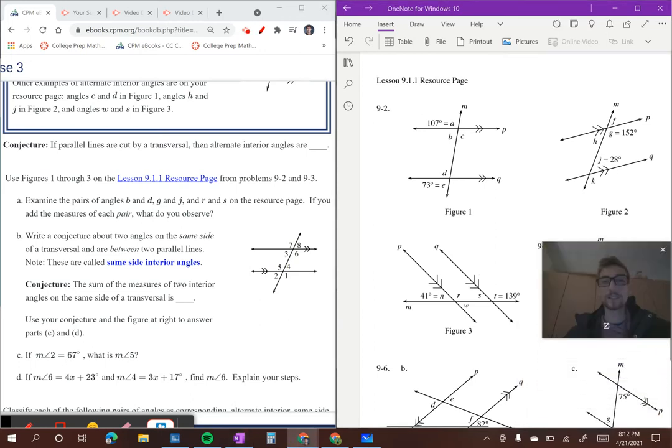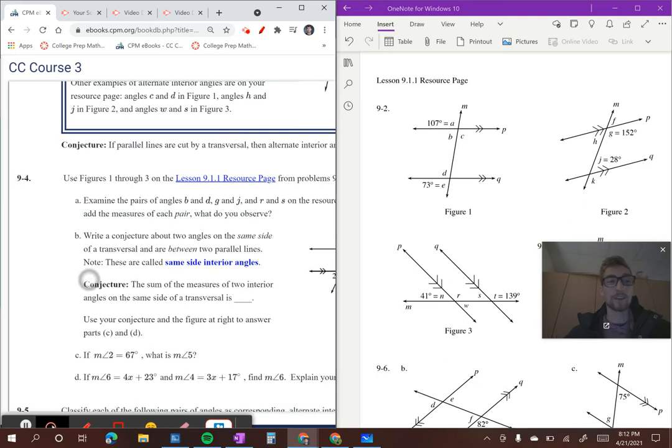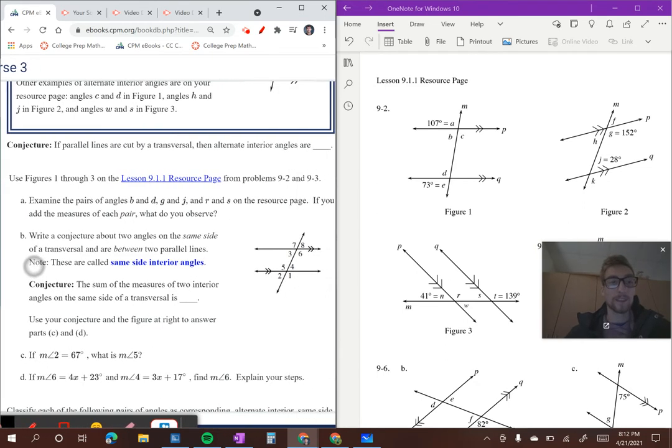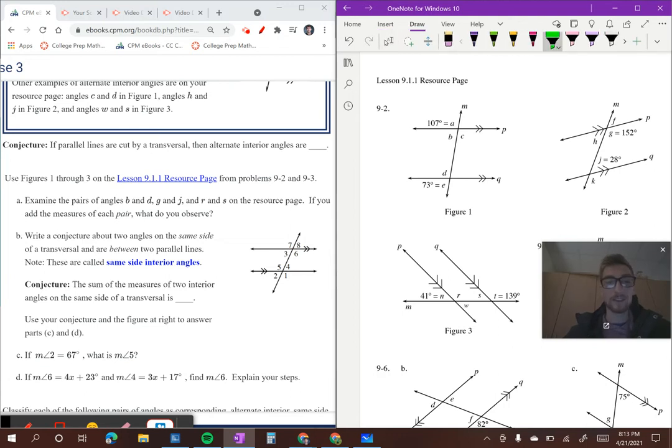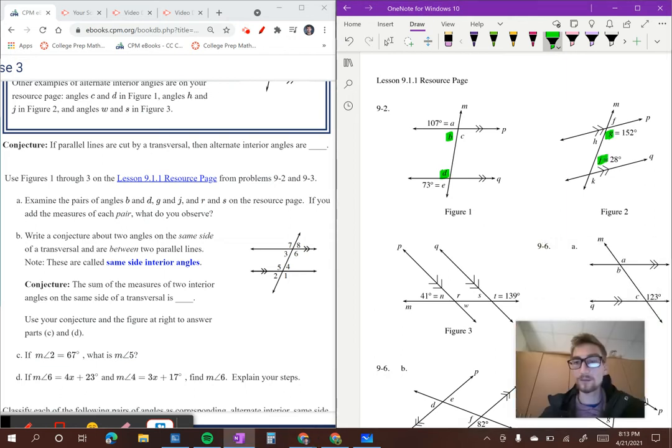All right, so I'm still looking at figures 1 through 3, and now I'm on 9-4. It says examine the pairs of angles B and D, G and J, and R and S on the resource page. So I'm going to grab my highlighting tool here, and I'm going to highlight B and D, G and J, and R and S.